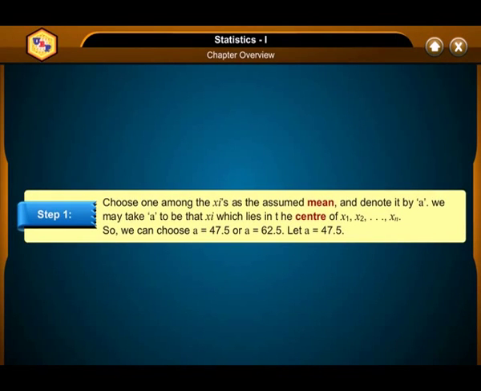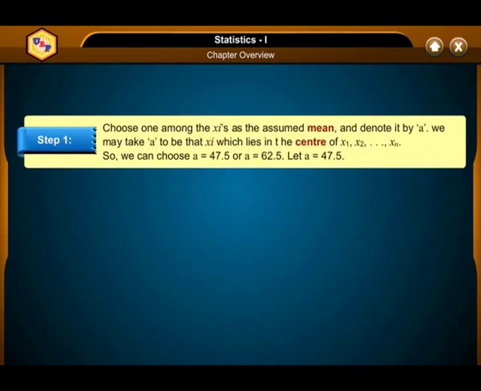Step 1. Choose one among the xi as the assumed mean, denoted by A. We may take A to be that xi which lies in the center of x1, x2, up to xn. So we can choose A equal to 47.5 or A equal to 62.5. Let A be equal to 47.5.